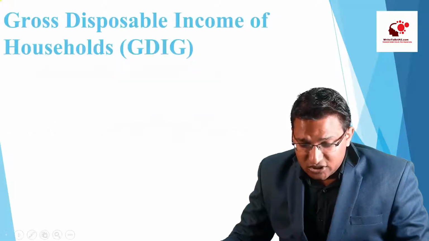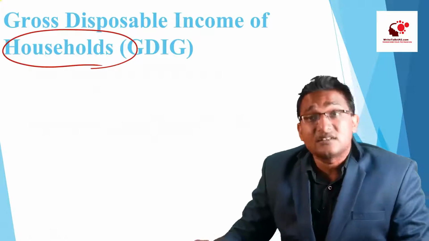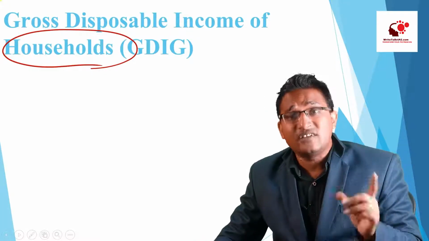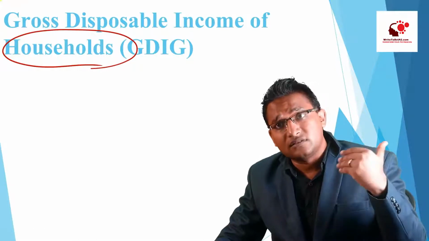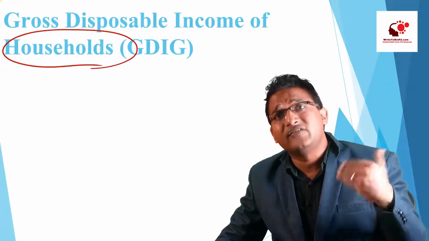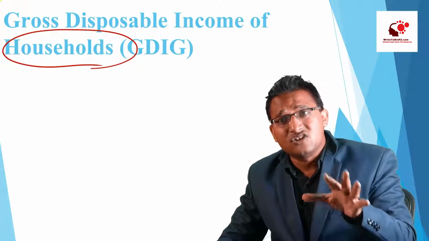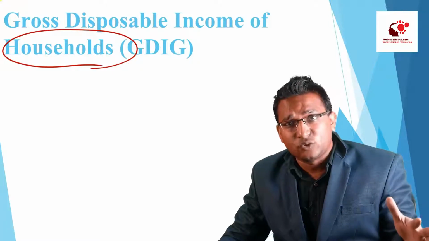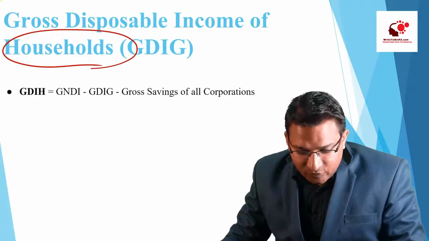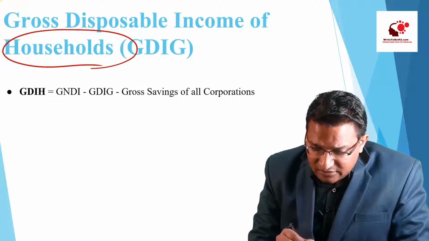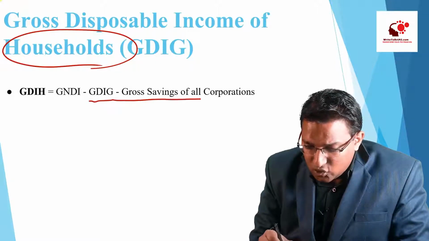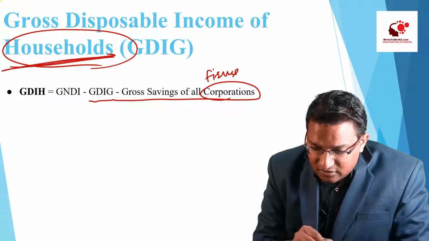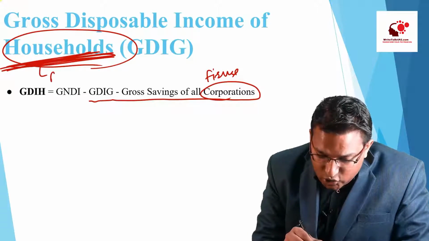Then we have gross disposable income of the household. Why are we discussing this separately? Because in the economic agents we saw that there are households, the government, and then we have the firms. So we are seeing this disposable income separately. This is just a division of the disposable income into different categories. So GDIH is equal to GNDI minus GDIG minus gross savings of all the corporations, or the firms. For the household, we are calculating the residuary amount.